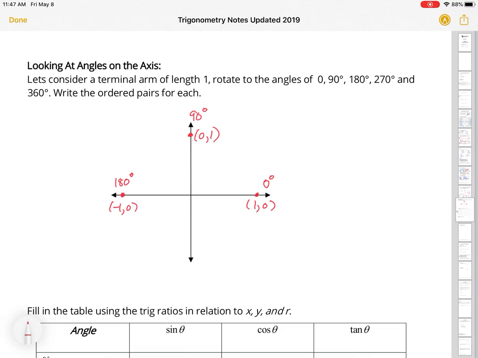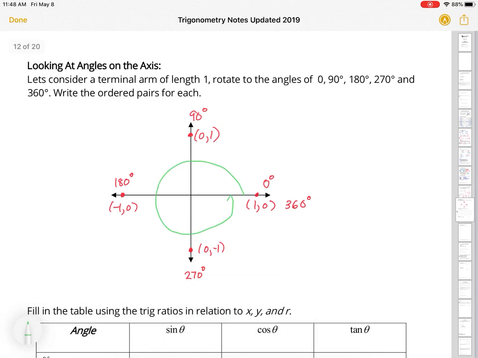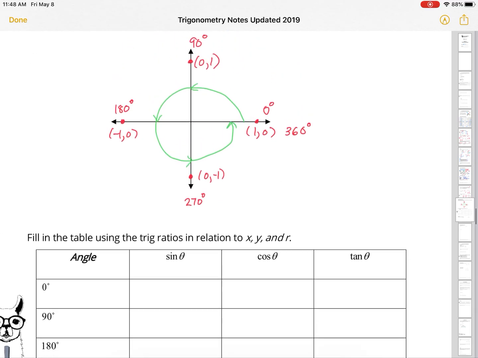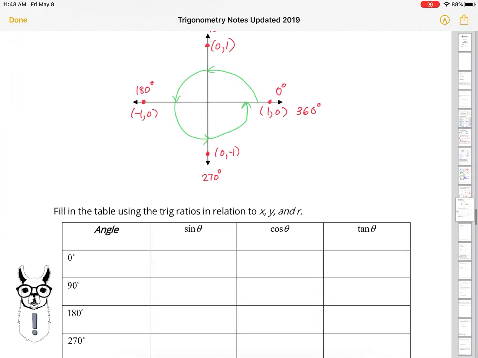If I rotate again to 180 degrees, x is negative 1 and y is 0. And then I rotate down to 270 degrees, and here x is 0, y is negative 1. If I rotate back up, I'll notice that it's at the same point as 0 for 360. So basically we're just rotating through each of those stops. Those ordered pairs are important.